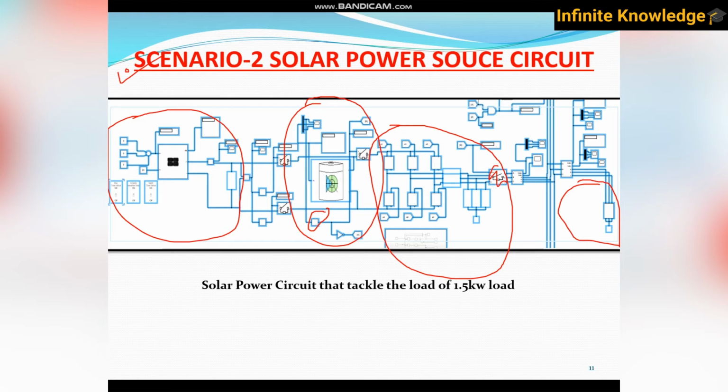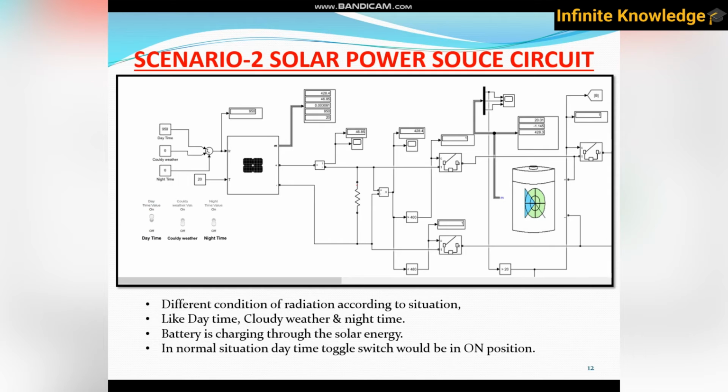Okay, the 1.5 kilowatt load, that is our household load on the output side. This is the different condition of the radiations according to the situation. You can use any toggle switch according to your requirement. If it is daytime, it means a satisfactory supply, satisfactory voltage generated, and satisfactory solar radiation is there.